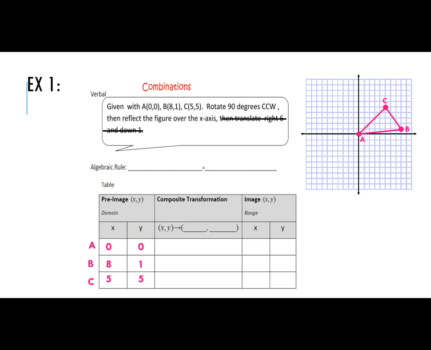So I need to think about what is the rule for rotating 90 degrees counterclockwise.